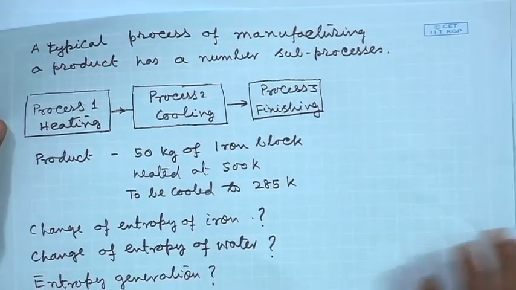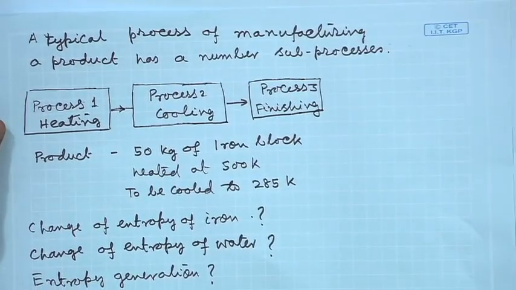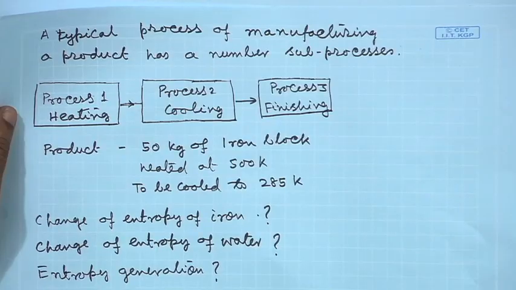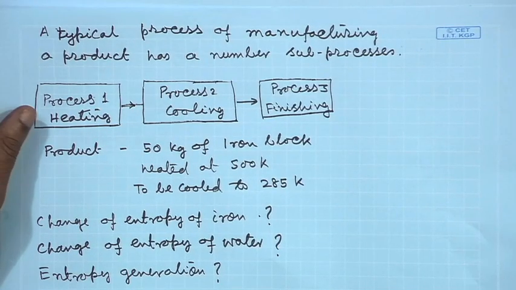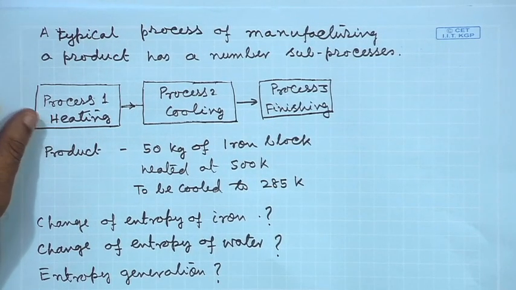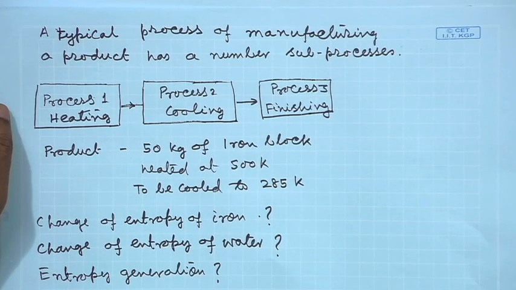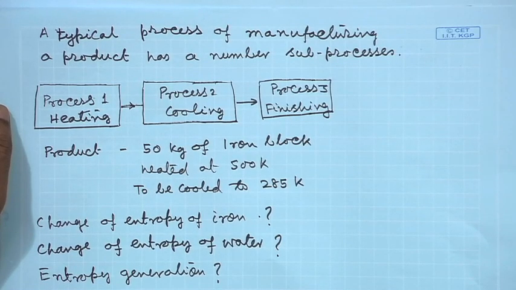We were discussing entropy generation and we were trying to understand it with the help of an example. The example was like this. If we recall, we are considering a typical process in an industry. The process is again made of different sub processes. In sub process 1, iron block will be heated, in sub process 2 it will be cooled, and in sub process 3 it will be sent for finishing.